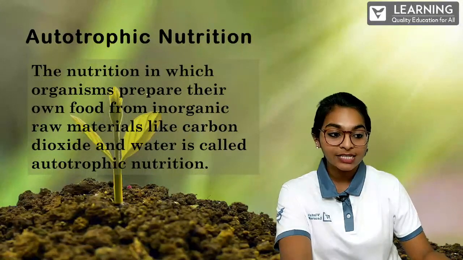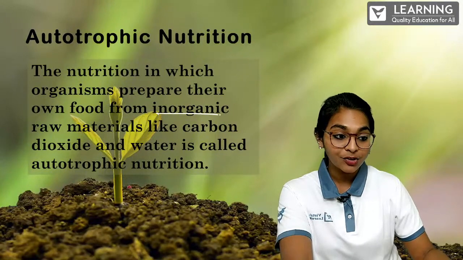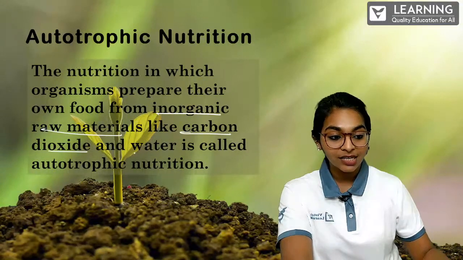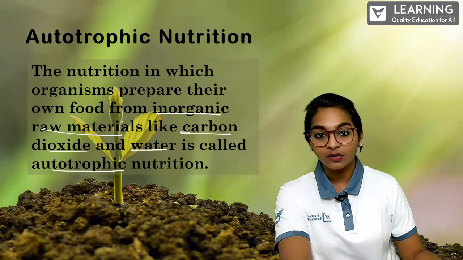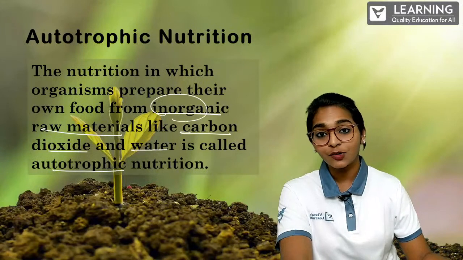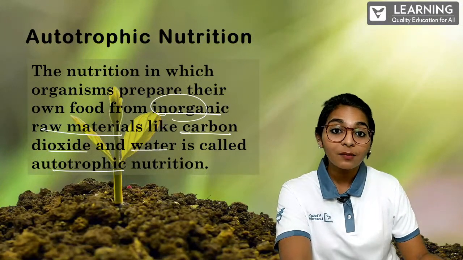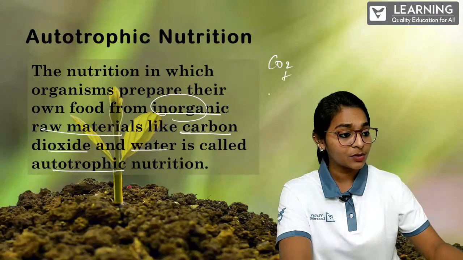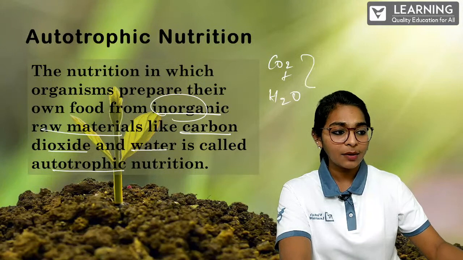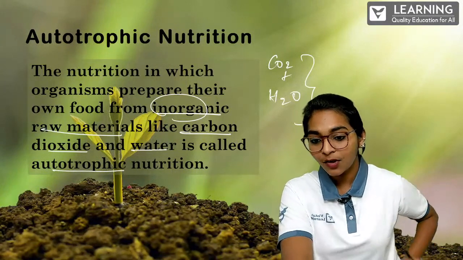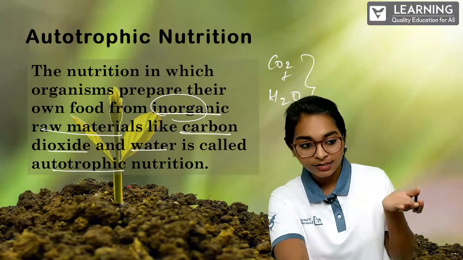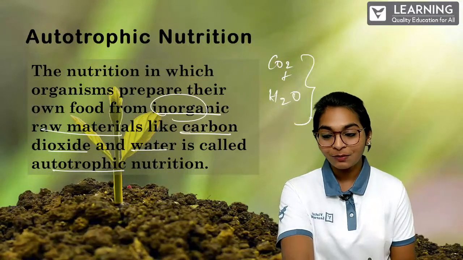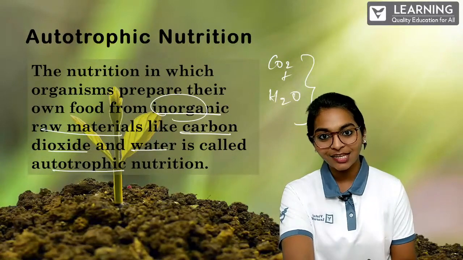Nutrition in which organisms prepare their own food from inorganic raw materials, like carbon dioxide and water, is called autotrophic nutrition. So why do we say inorganic? Because they are abiotic factors. This CO2 plus water is an abiotic factor, right? They are not living, they are not biotic, they are completely abiotic, inorganic substances. Clear? They are not plants, they are not animals, they don't have life, but they are elements, molecules, we can say.